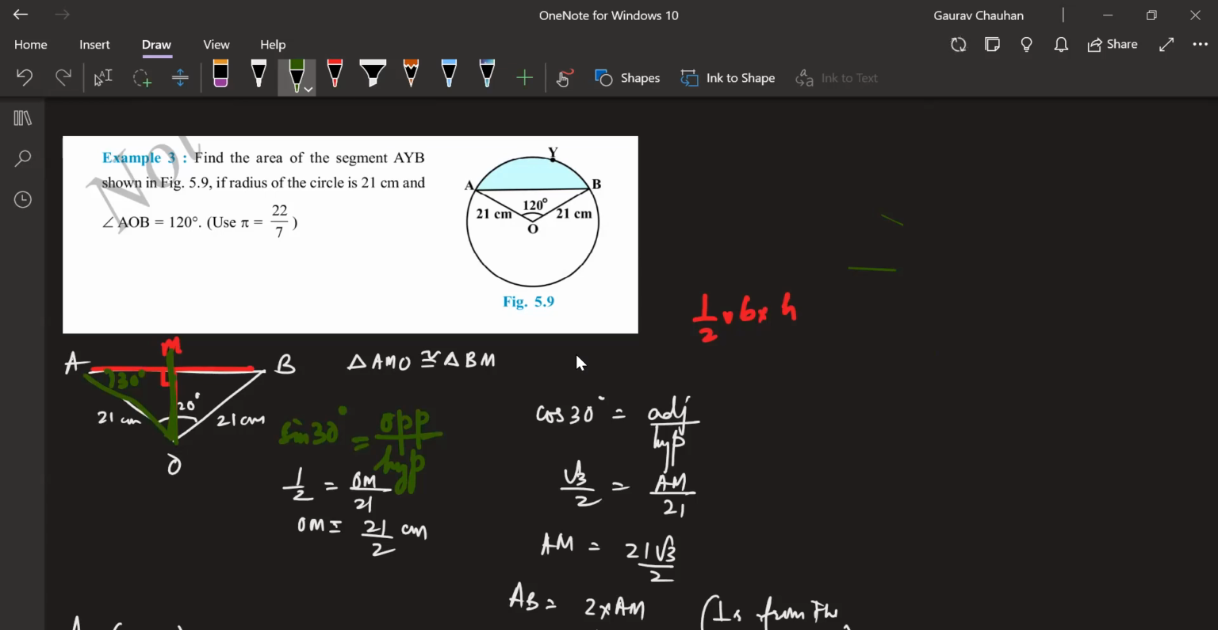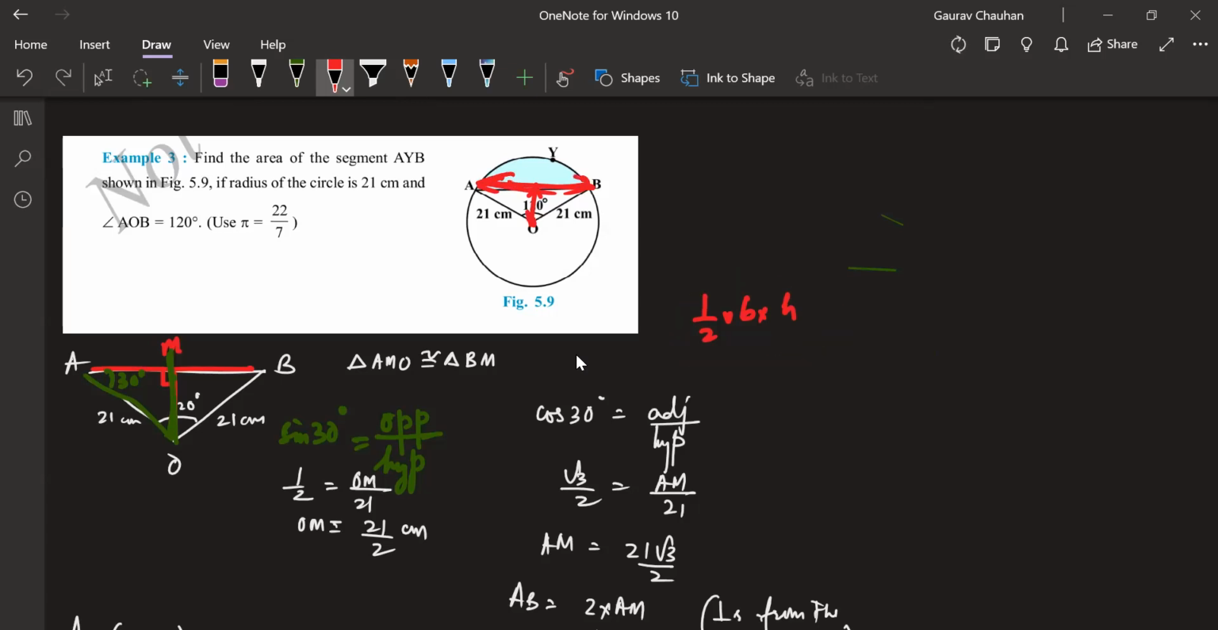How are we feeling about this? Can we run through this process once again in our heads? I'm going to use trigonometry to find this base and this height. You can also use Heron's formula, but I'm not using that because the calculation is bigger. That's why I'm using half base into height.